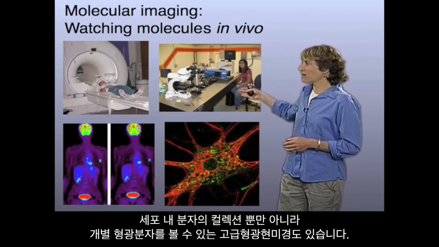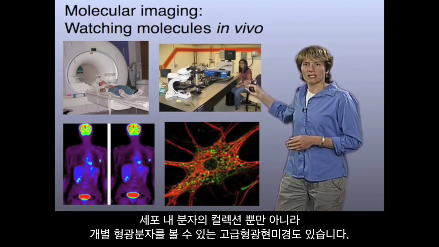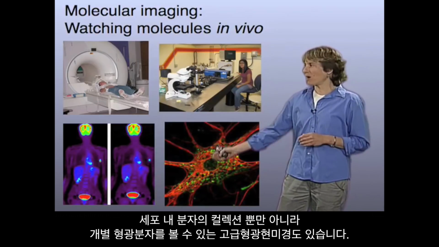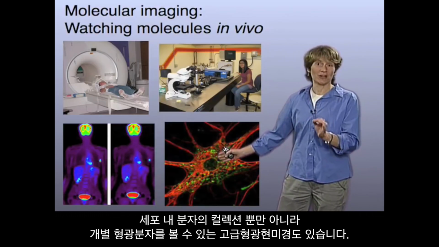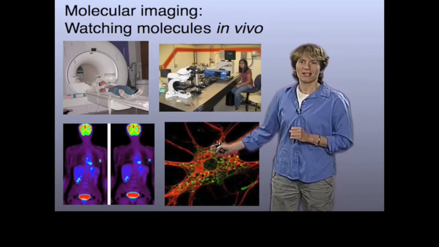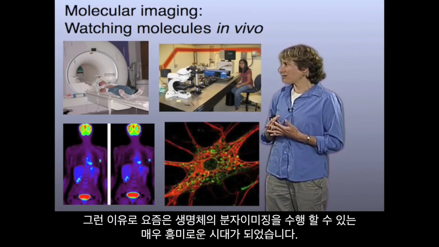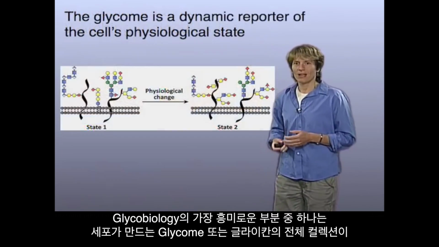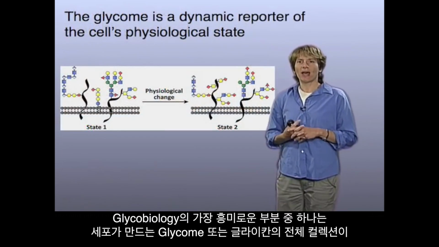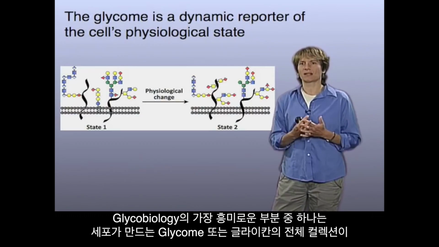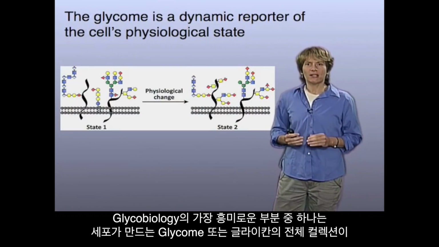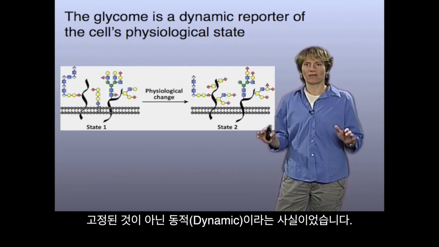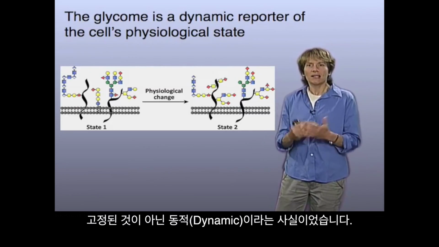And nowadays, we have some wonderfully advanced fluorescence microscopy tools that allow us not just to see the collections of molecules in cells, but individual fluorescent molecules as well. So it's a very exciting time to be doing molecular imaging in living systems. Now, I mentioned in my first lecture that one of the most intriguing aspects of glycobiology is the fact that the glycome, or the complete collection of glycans that a cell makes, is dynamic.